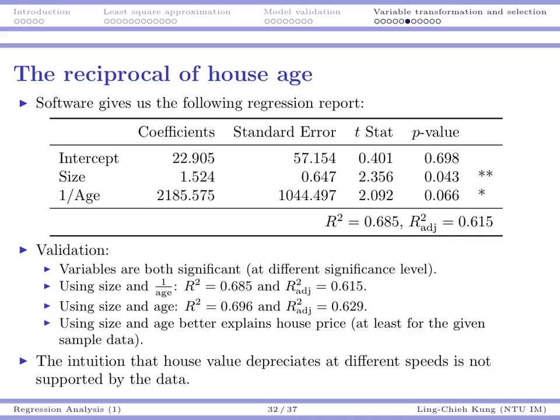So this somehow violates the previous intuition, right? But of course, that's possible because no one says intuition must be right. So that means the intuition that house value depreciates at different speeds is not supported by the data we collect. Of course, it may be true, somewhere, somehow. It may be true, but at least our data do not support that intuition. Either we conclude that, well, the intuition is wrong, or we conclude that we need to collect more data. So it depends. But anyway, what we can say at this moment is that our data do not support that intuition. If we need to choose a model to do prediction, we should choose size and age directly and believe that age has a linear impact on price.